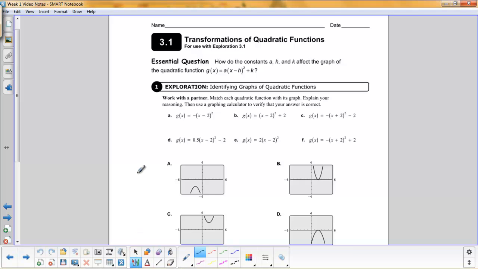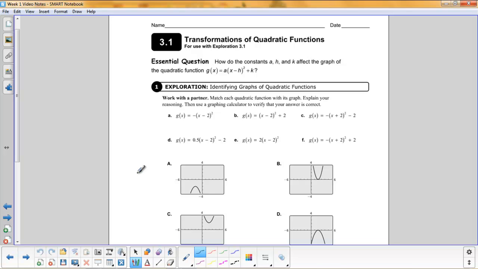All right, welcome back. For specific lessons during this unit, we are going to be doing some note-taking from the textbook. And so we'll start with this exploration here that will help us get back in the groove with the transformations of the quadratic parent function.